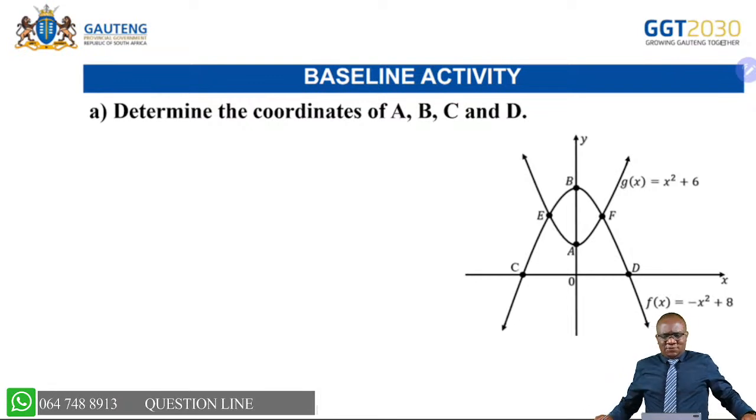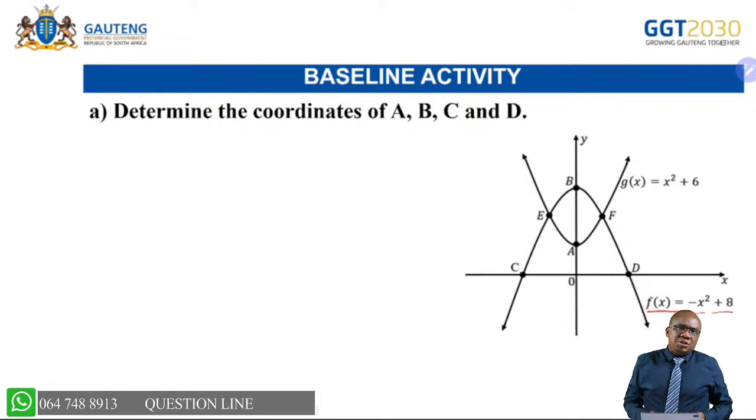Right, did you manage? What is C? What is D? You can say the answers there in the classroom. What are they? These two points are the x-intercepts of f of x.